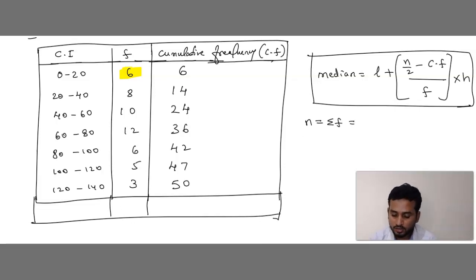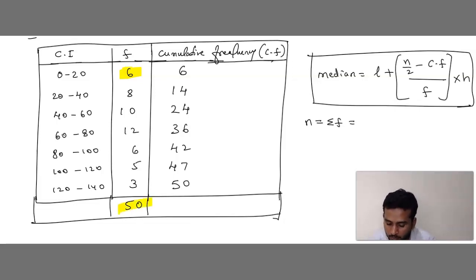Correct? Yes. 6 plus 8, 14, plus 2, 16, 16 plus 6, 22, plus 5, 27, plus 3, that's nothing but 50. Correct? Again we can check. 6 plus 8, how much? 14. 14 plus 2, 16. 16 plus 6, 22. 22 plus 5, 27. 27 plus 3, 30. 0, 3 carry. 3 plus 1, 4. 4 plus 1, 5.